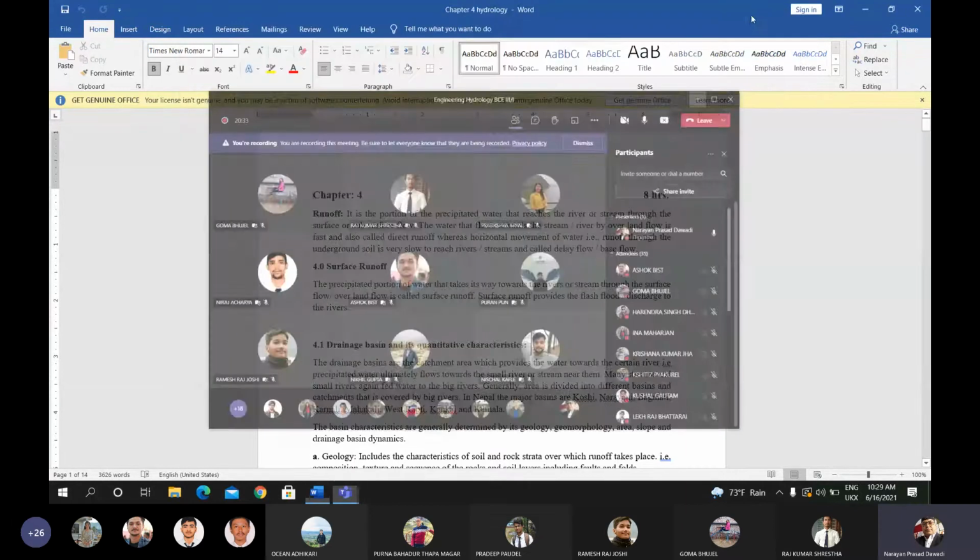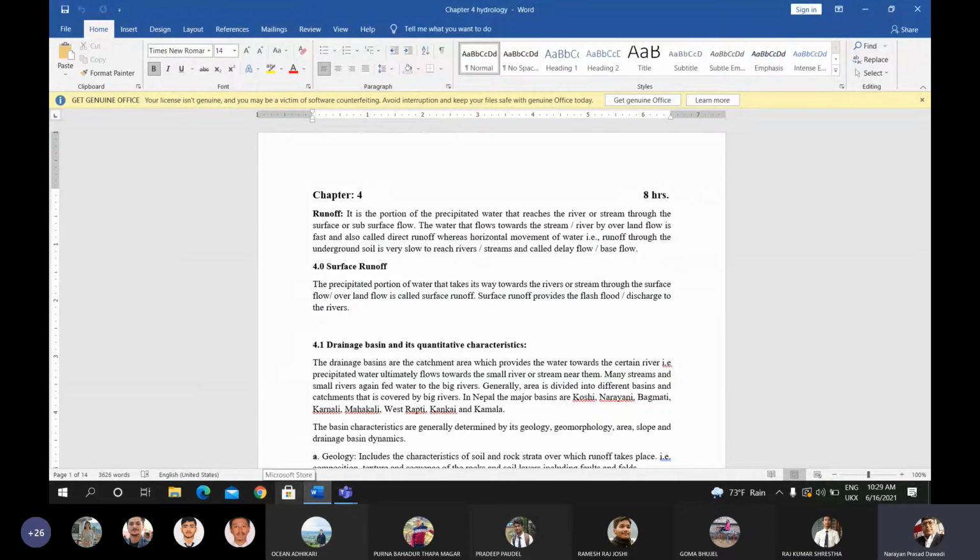Now let us start chapter 4, the runoff. Runoff is the portion of the precipitated water that enters into the river or stream. That runoff may be the water flowing towards the river or stream from the overland flow, or from the top surface of the soil, or from the underground soil layer, where infiltrated water moves horizontally towards the river through the soil particles. So this is the runoff.